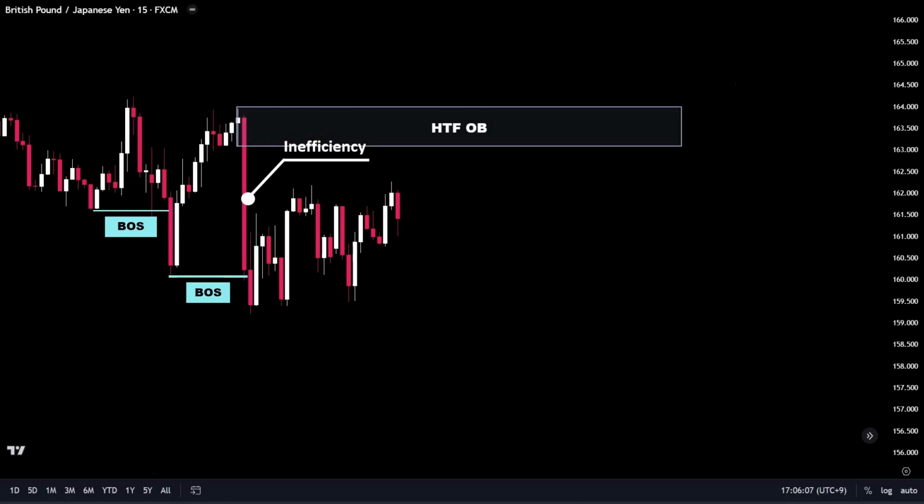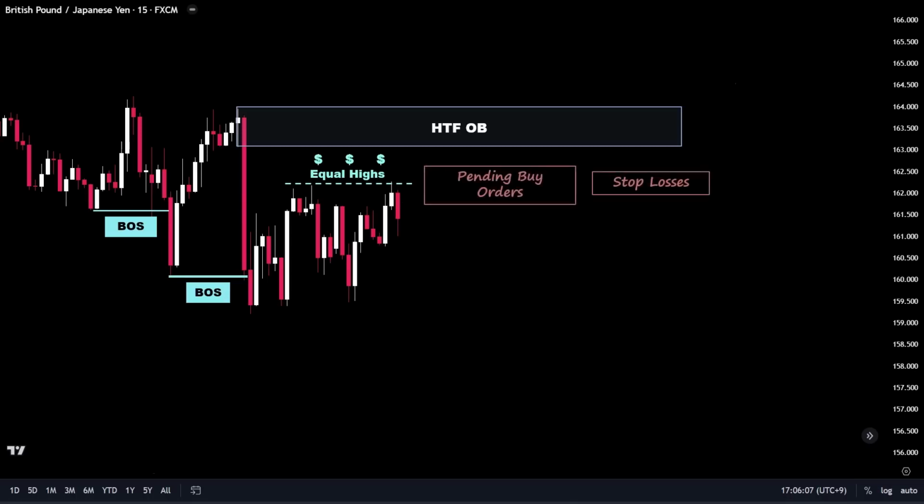Based on our analysis, we anticipate that the price will reach this point to fill the inefficiency created by the previous price action. Then price may reverse from this zone and resume its downward movement. In the subsequent price movement, we can see that the price retraced back up and formed equal highs below our identified point of interest. Additionally, there is a notable liquidity pool that has formed above these equal highs, indicating a significant accumulation of pending buy orders and stop losses that are awaiting execution by the market.